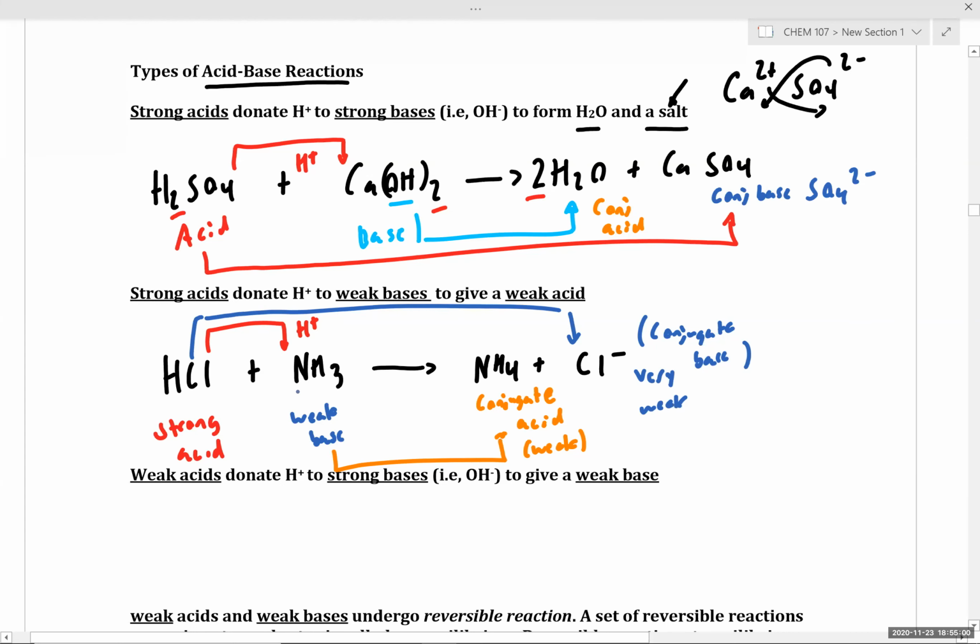So when you have a strong acid and a weak base reacting, you make a weak conjugate acid and a very weak conjugate base.